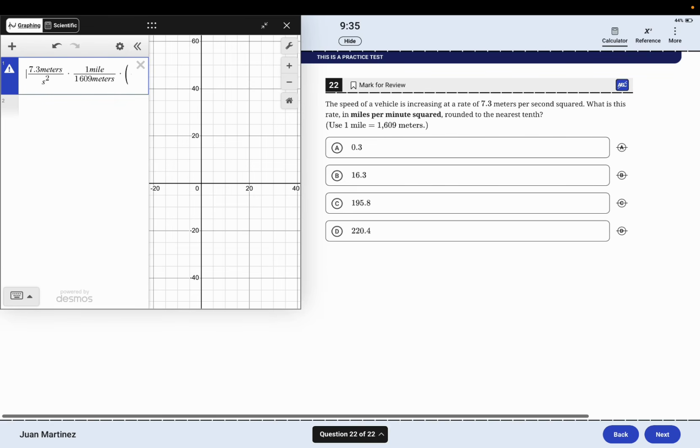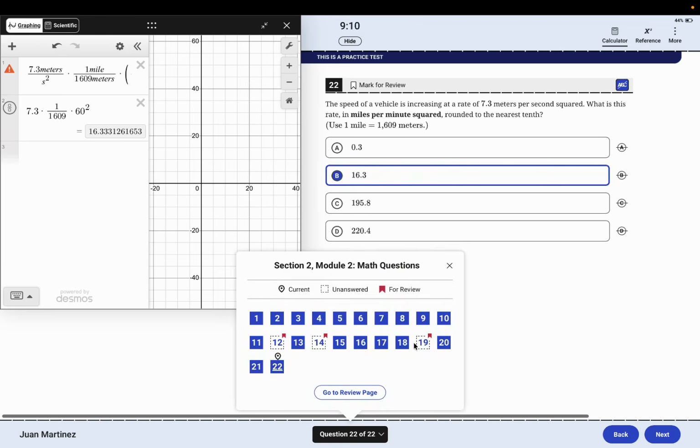So now we just need to multiply with the actual numbers, right? So we have 7.3 times 1 over 1609 times 60 squared. Technically it'll be over 1, but 1 squared is just 1. So we get 16.3, and the closest to that is B.